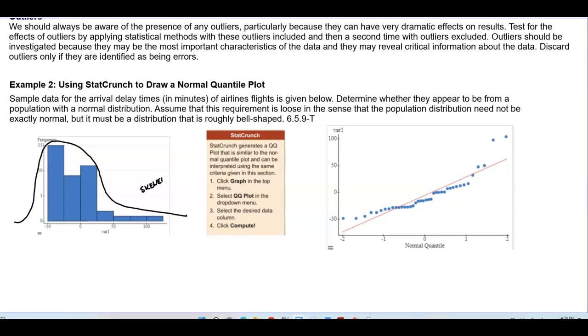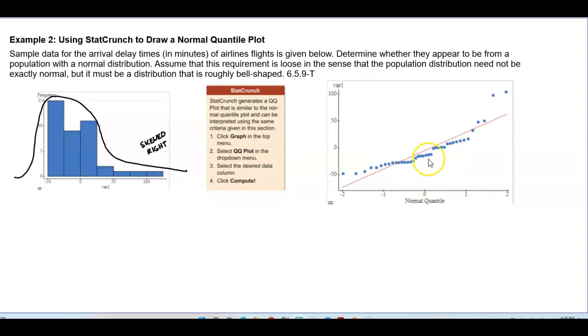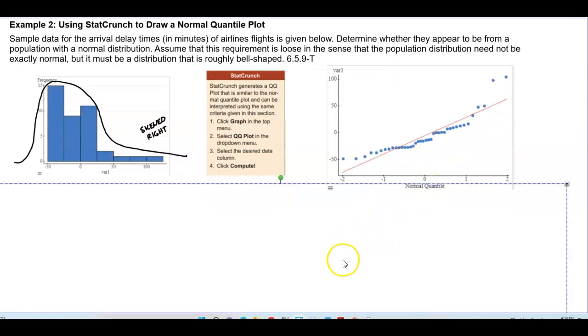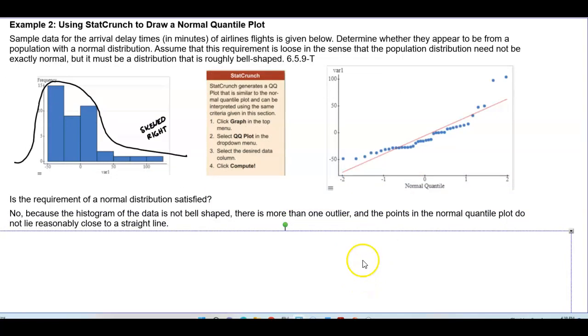Well, this doesn't look like a normal distribution because it has to be approximately a bell curve. If you look at the data over here, this data has some points out here. It doesn't show a straight line pattern. So in this case, is the requirement of the normal distribution satisfied? We would say no, because the histogram of the data is not bell-shaped, and there is more than one outlier up here. And the points in the normal quantile plot do not lie reasonably close to a straight line.